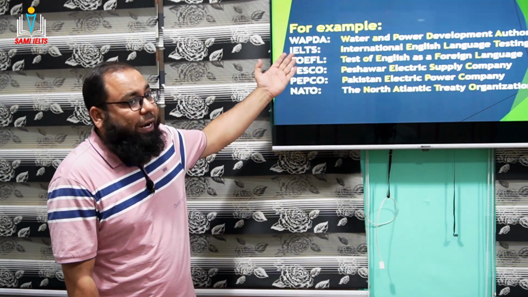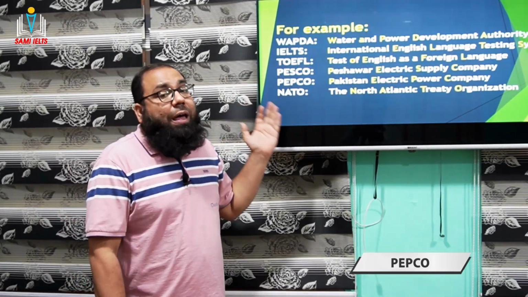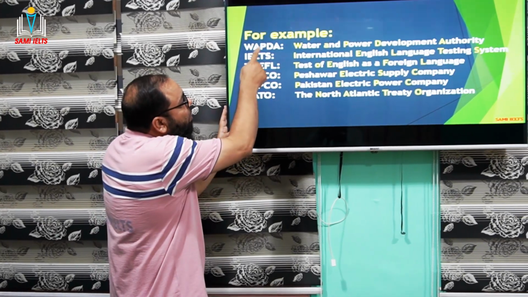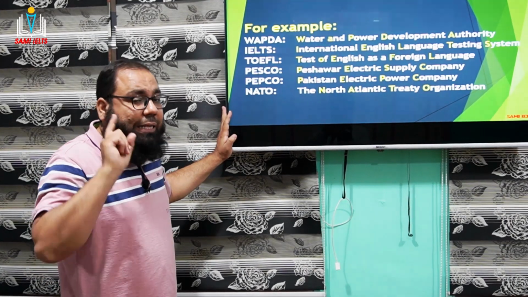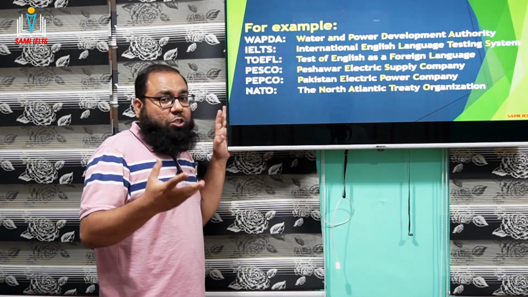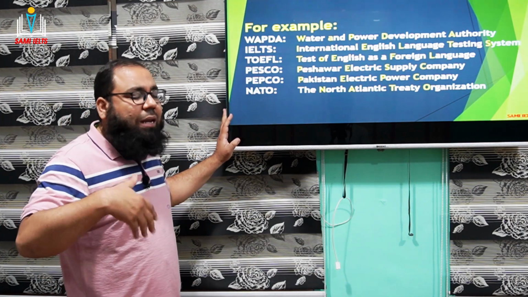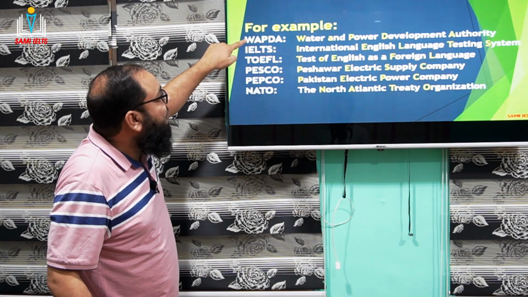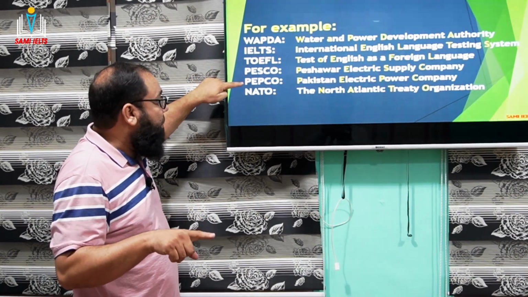Let's suppose, see now here, we're having many examples: WAPDA, IELTS, TOEFL, PESCO, PEPCO, NATO. These are all. Now guys, you can see here now, all are written capital. So remember, rule number 16 is what? That any acronym, even when you write in a continuous writing or anywhere you write, it is always written in capital. For example, WAPDA, right? IELTS, TOEFL, PESCO, PEPCO, NATO.